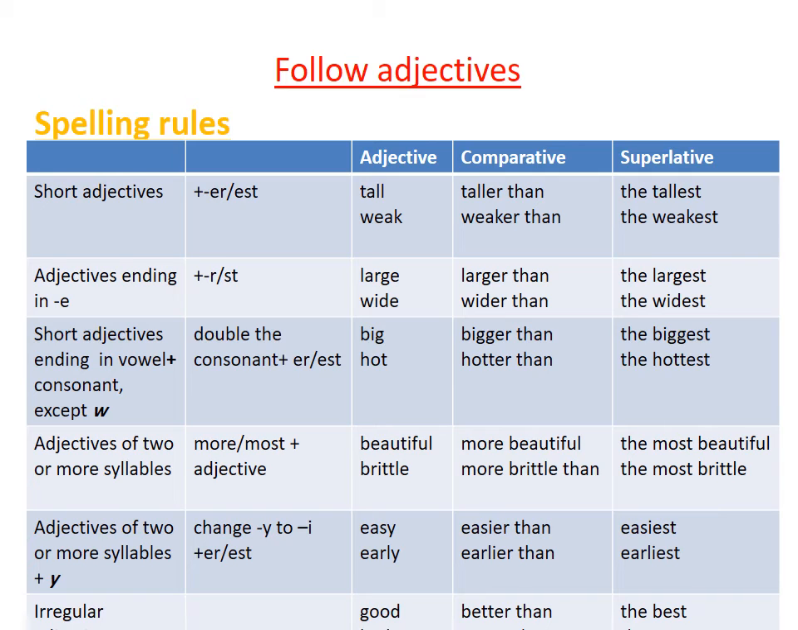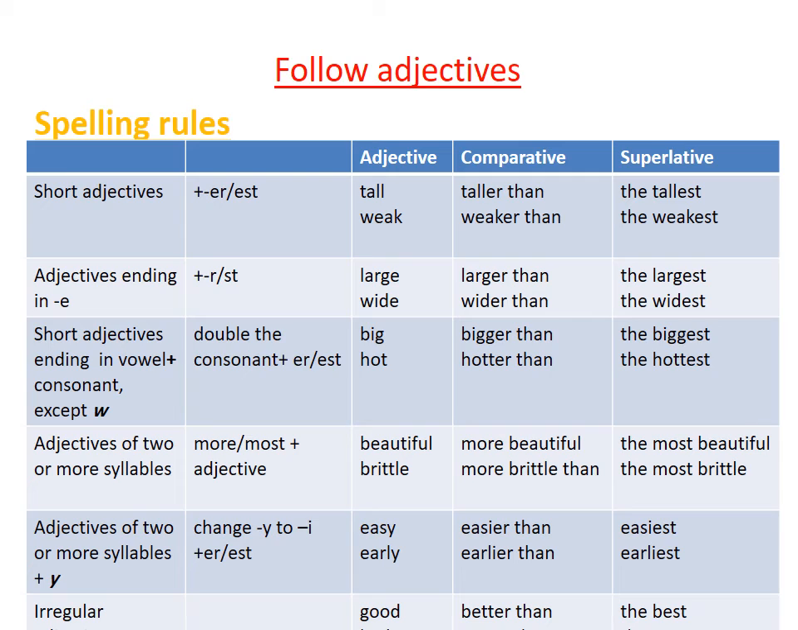Happy, the same thing. Before I add ER, I change Y to I, and before I add EST, I change Y to I in the superlative adjective. That is a very simple thing. Clear? Lazy, the same thing. You say lazy, lazier, laziest. We change Y to I. That is spelling rule number 5.